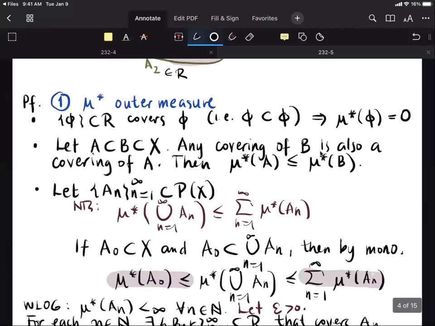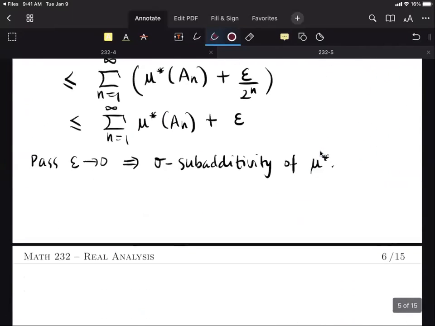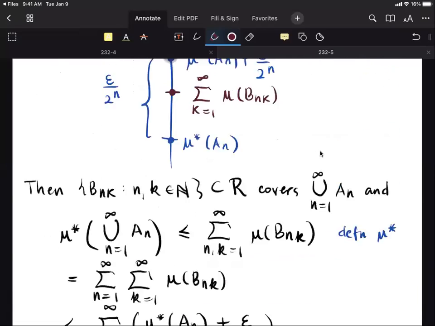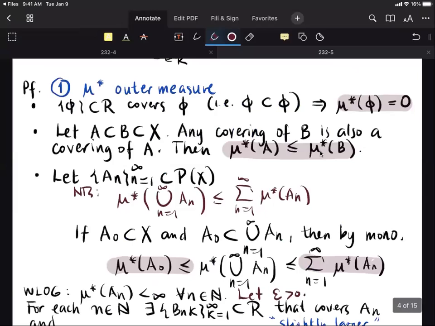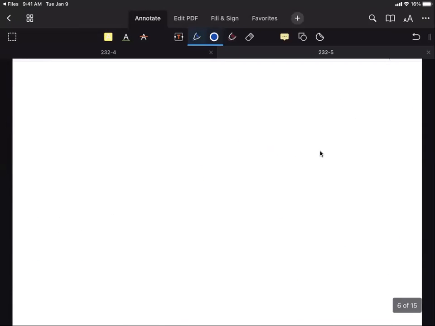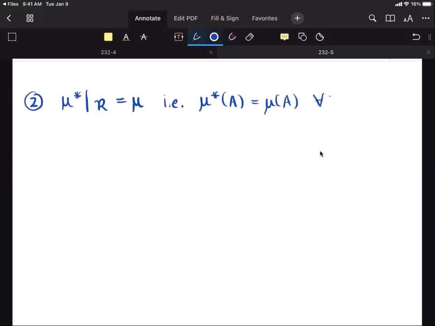So again, I recall that mu star of the empty set is 0. Mu star is monotonic, and it is sigma subadditive. Hence, mu star is an outer measure. And that is the first part of the theorem. Now let us move on to the second part. And that is to show that the restriction of the outer measure on the ring is equal to the given premeasure mu. In other words, the outer measure of A is the same as the premeasure of A for any A in the ring R.